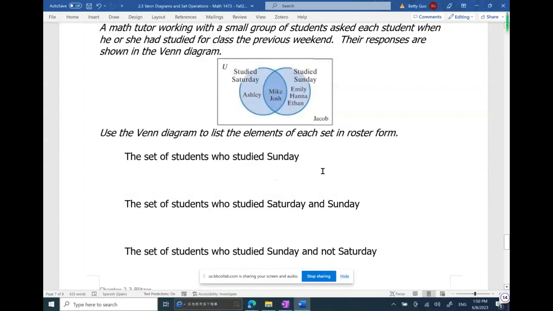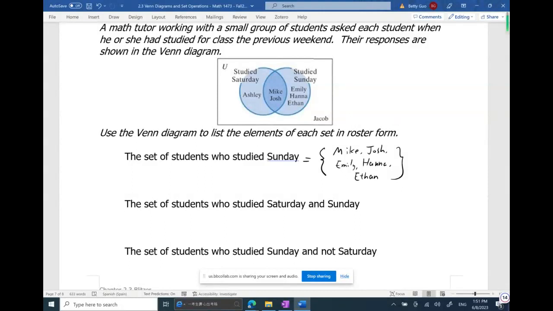Use the Venn diagram to list the elements of each set in roster form. The set of students who studied Sunday. Look at the circle on the right. And we have Mike, Josh, Emily, Hannah, Ethan. 1, 2, 3, 4, 5. Yes, those 5 people are in the circle on the right, representing the set of students who studied on Sunday.